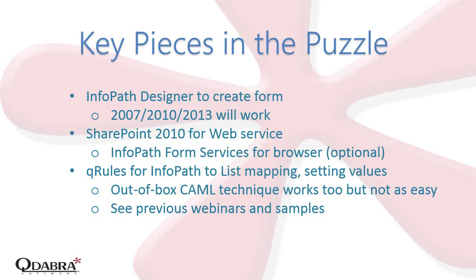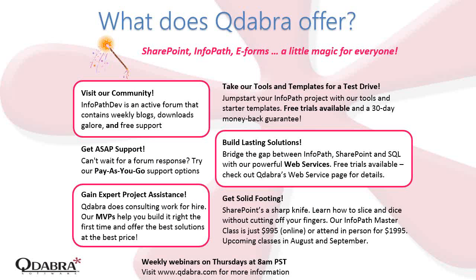So key pieces to the puzzle. Obviously, we're using InfoPath, and this technique works 2007 through 2013. SharePoint 2010 is needed for the web service, but you also need it for Form Services if you want to display this up in the browser. And then QRules makes your life a lot easier. Of course, you can use Out of the Box Camel, but you will still need QRules or something to set those values if you're doing it the same way I'm doing it. But you don't have to. You could use the Camel technique to do it completely out of the box without anything from us, and you can take a look at those previous webinars. But I really like this technique.